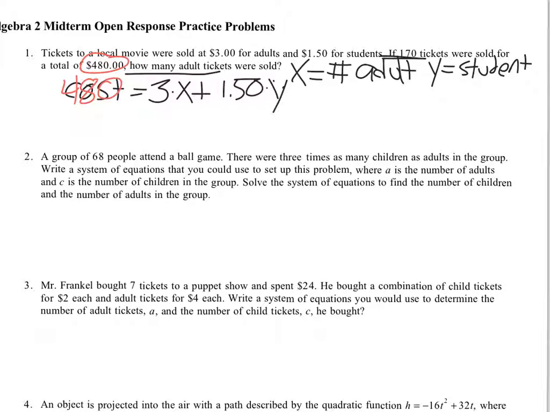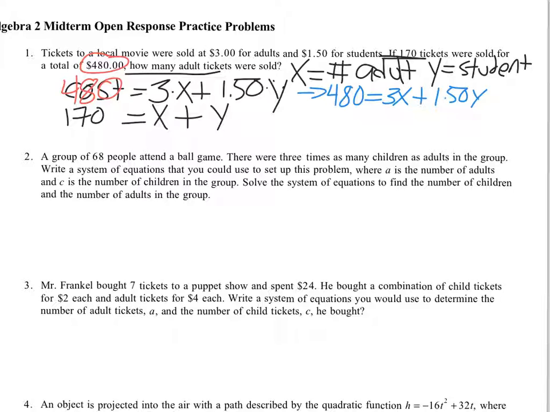170 tickets were sold. Okay, so that's tickets sold. And that's equal to the number of adults, which is x, plus the number of kids, which is y. Okay. I now have this set up in a pretty good format. I'm going to multiply the bottom equation by 3 to make my x's be the same so I can use elimination. So this top one doesn't change, so it becomes 480 is equal to 3x plus 1.50y. The bottom equation, 170 times 3 is going to be 510, is equal to 3x plus 3y.